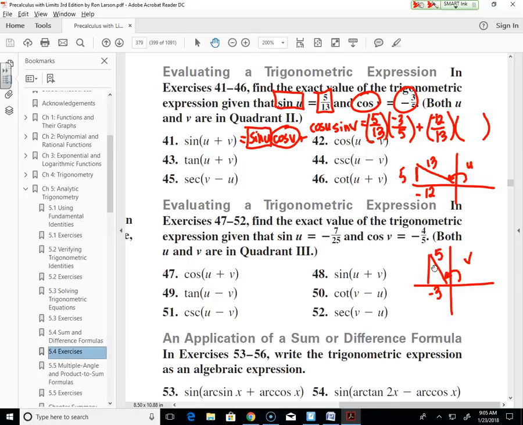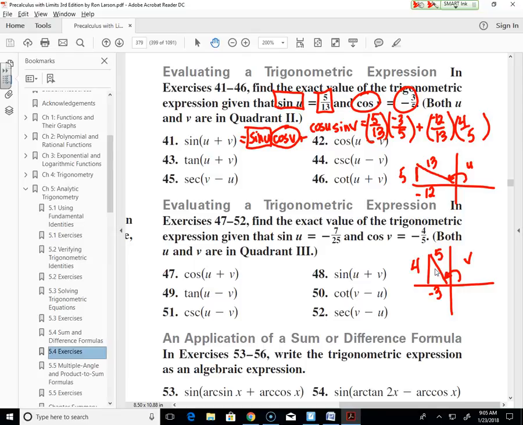Cosine is SOHCAHTOA, adjacent over hypotenuse. Adjacent is negative 3, hypotenuse is 5. Plug and chug. You guys hopefully know Pythagorean theorem well enough to know that the opposite side is going to be 4. Positive 4, right? Cool. So what's sine of v? 4 over 5. Last step, multiply, multiply, add. Given ratios, make triangles. If you make the triangles, fill them in, you have everything you need.